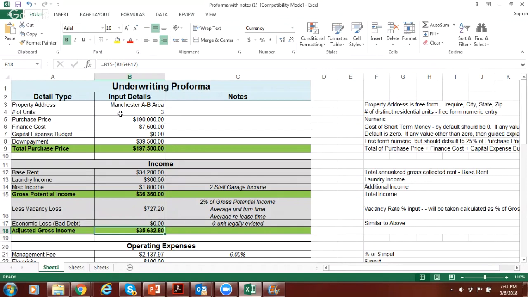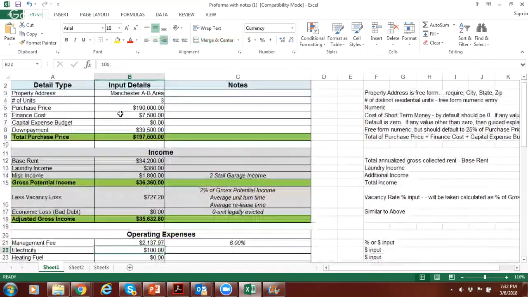You really, really want to focus on making sure you understand what your vacancies and what your economic loss are, because these are real numbers that you are going to face. I can guarantee you are going to have vacancies and you are going to have situations where you have economic loss in a building. So you want to factor those in.